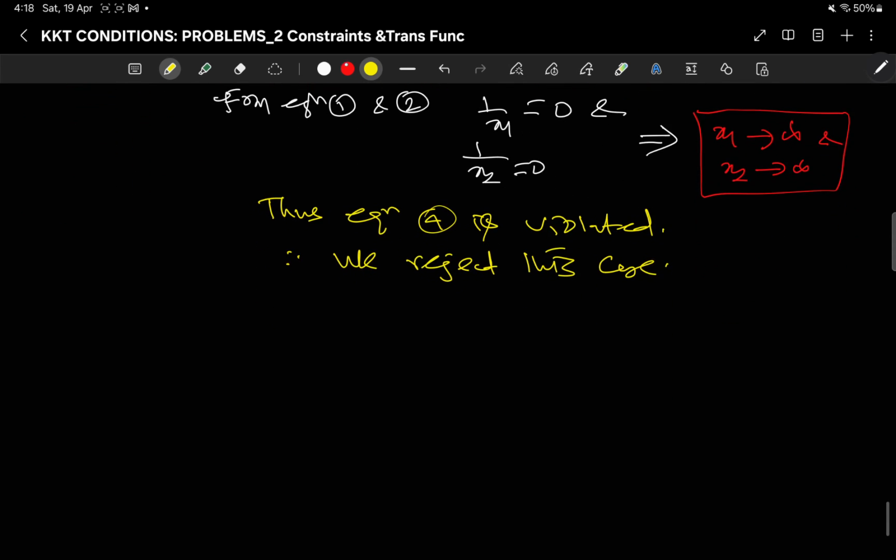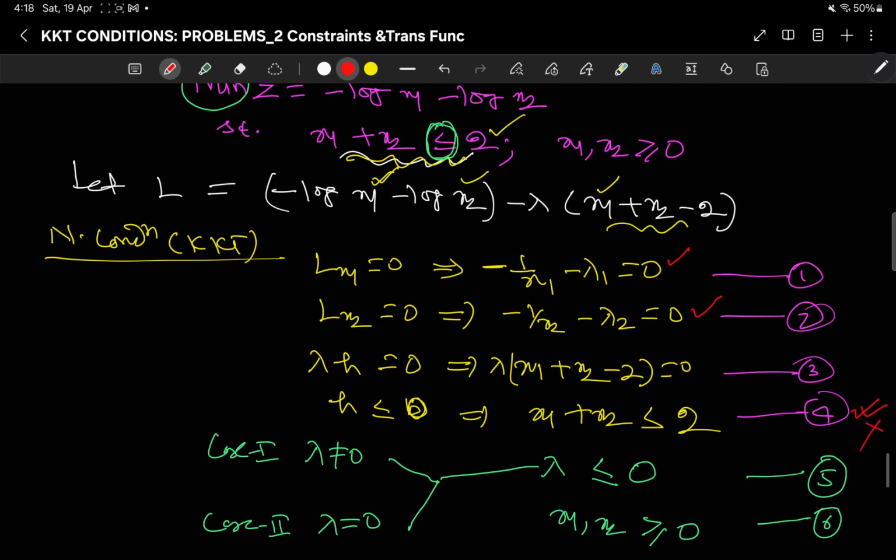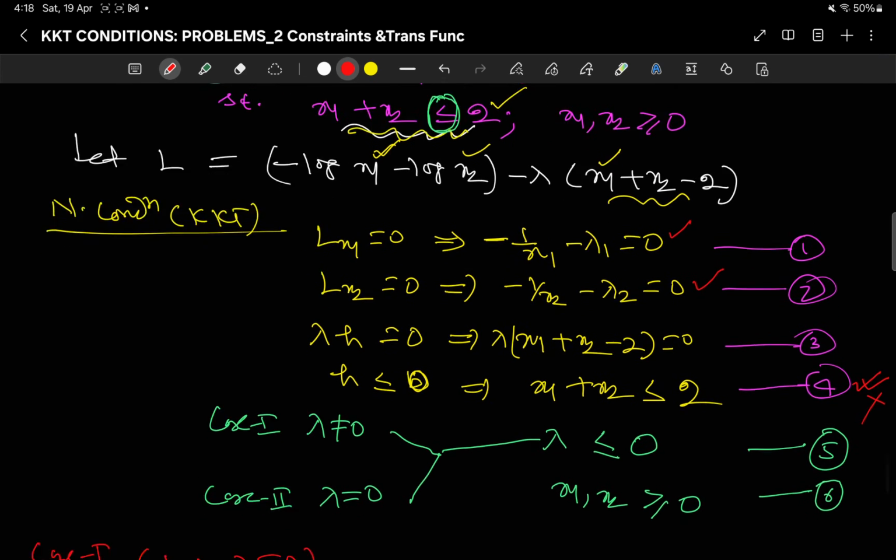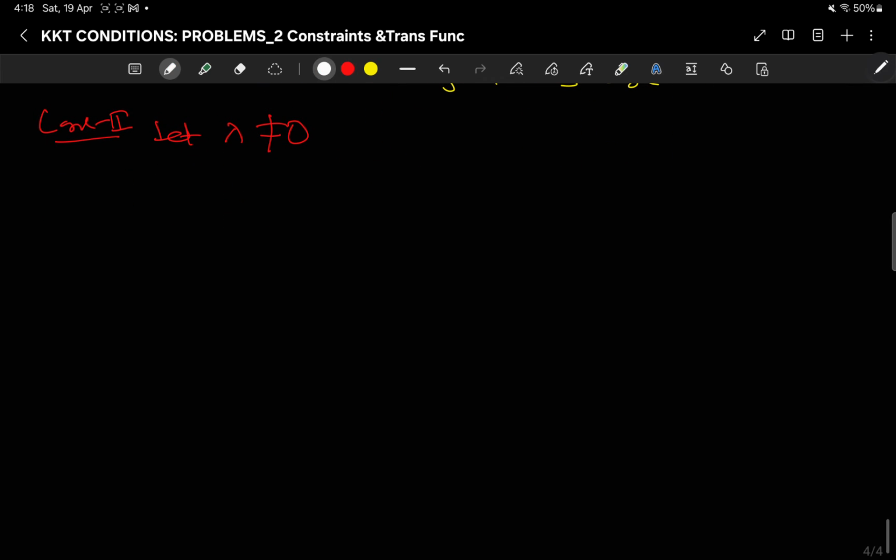Next, come to case 2. Let lambda not be equal to 0. If lambda is not equal to 0, then from equations 1 and 2, what are you getting?